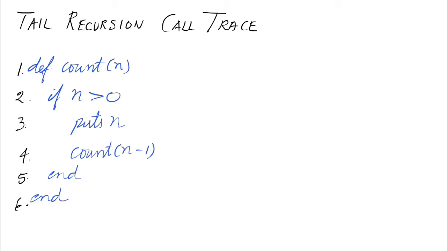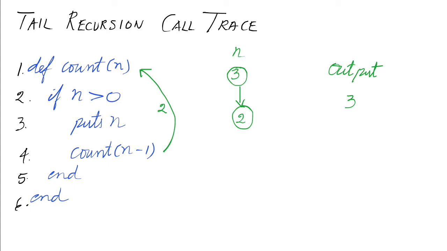Let's now look at the call trace for tail recursion. Let n be 3 for the count method. 3 is greater than 0. It prints 3. Recursive call is made with 2 as the value for n. This calls the count method with n equal to 2.